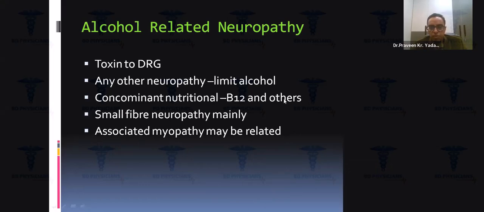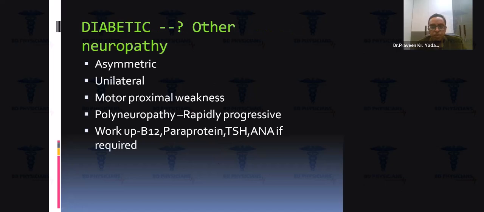Then also there may be B12 deficiency and all those things. And there may be a myopathy which may be associated with alcohol intake, which may be giving rise to neurological weakness in the lower limbs.